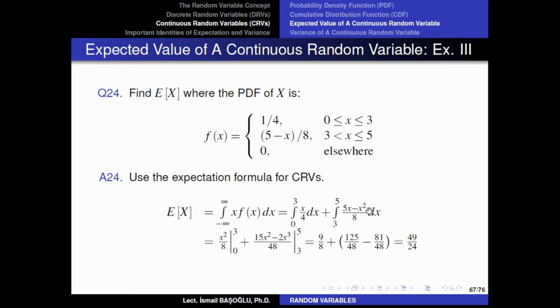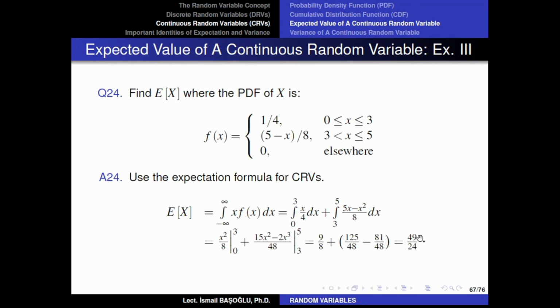And the first integral will give you x squared over 8. And the second integral will give you (15x squared minus 2x to the power 3) over 48. Now, my friends, we are just going to plug in the boundaries of these definite integrals. 3 and 0 here, which will produce 9 over 8 minus 0, which is simply 9 over 8. And the second integral will produce 125 over 48 if you plug in 5, and 81 over 48 if you plug in 3. And the difference, when it's summed up with 9 over 8, gives you 49 over 24.